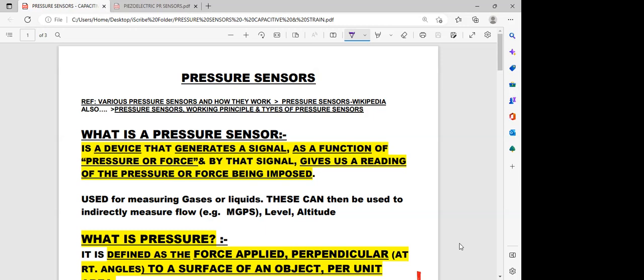So it is going to give us a reading. It can give you a local reading. It can give you a reading at a remote position. And if it is at a remote position, then it will be changed into an electrical signal, and that electrical signal is going to give us that same reading from that pressure sensor at a remote position. It is used for measuring gases and liquids. It can also be used indirectly for flow, and we'll be seeing that when we do the flow sensors. It can be used for level, and it can be used for altitude.